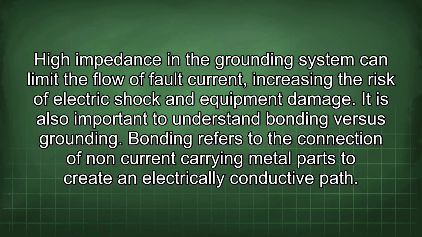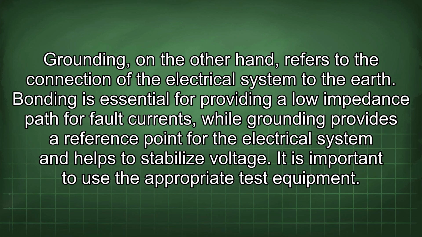It is also important to understand bonding versus grounding. Bonding refers to the connection of non-current carrying metal parts to create an electrically conductive path. Grounding, on the other hand, refers to the connection of the electrical system to the earth. Bonding is essential for providing a low impedance path for fault currents, while grounding provides a reference point for the electrical system and helps to stabilize voltage.